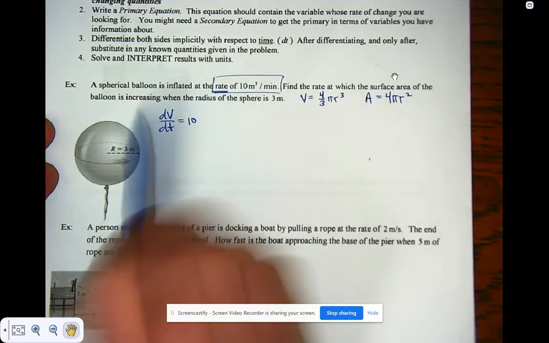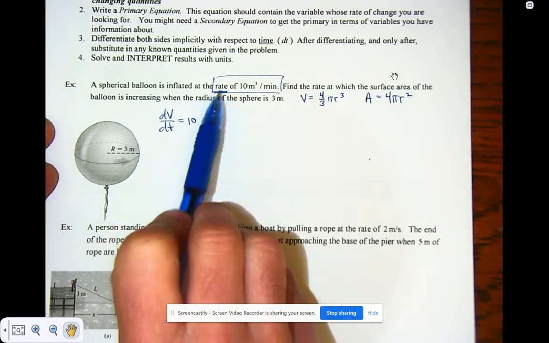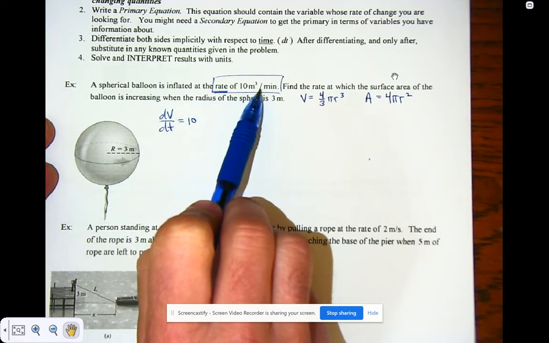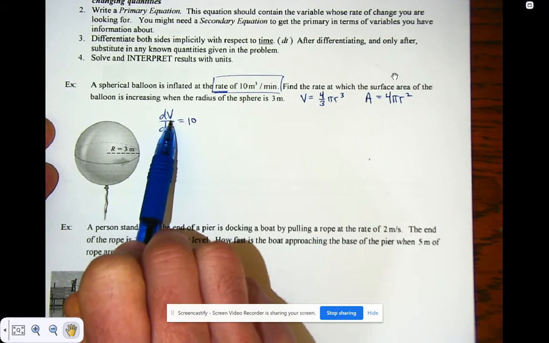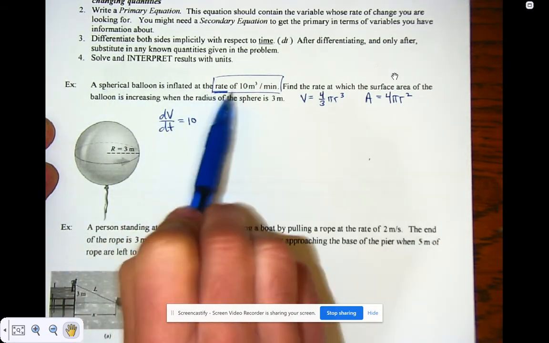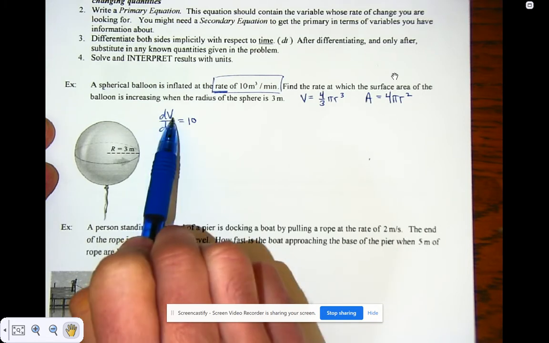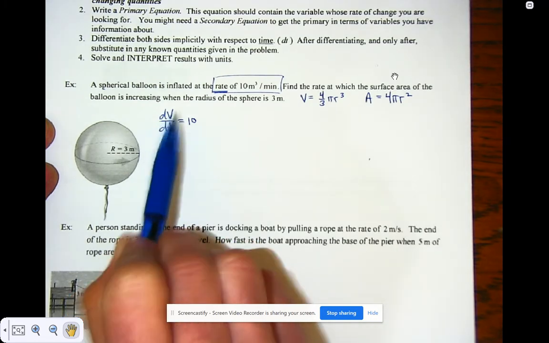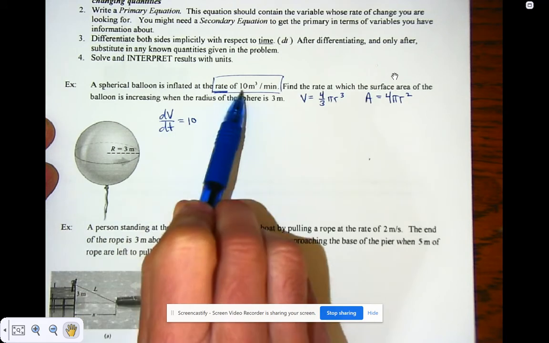Okay, so this will get easier the more you do, but they just told us a rate, right? So it's with respect. That's why there's a fraction bar here, right? So that the volume is changing at a rate, dV, the volume is changing at a rate with respect to time equal to 10.